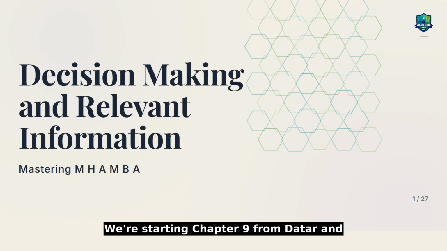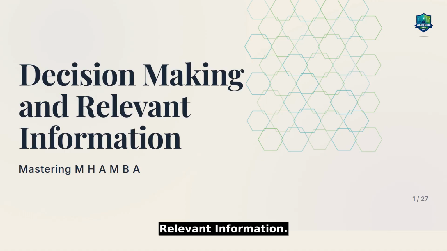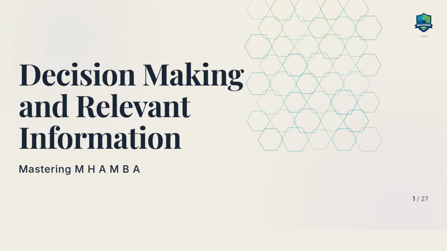We're starting Chapter 9 from Datar and Rajan's Managerial Accounting, Decision Making, and Relevant Information. This is part 1 of 5. The whole chapter is about how managers actually choose between alternatives and the rule that separates the data that matters from the data that just looks like it matters.